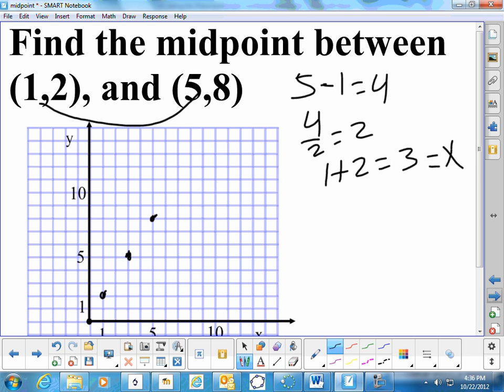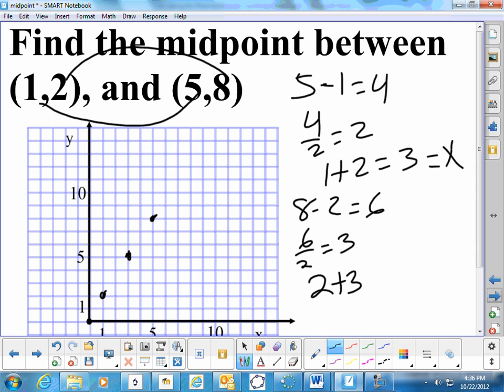And then our y is our other point. 8 minus 2 is 6. So that distance is 6. Half of that distance is 3. So starting at 2 and going 3 towards 8 gets me to 5. 3, 5. Yes, that is what we found graphically.